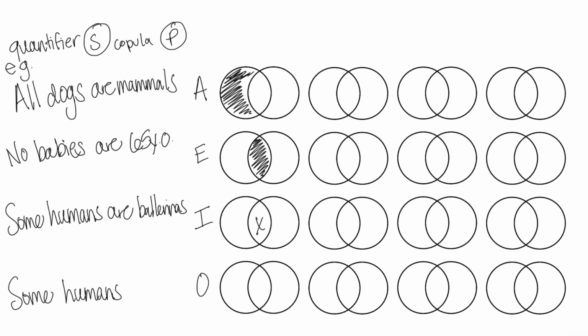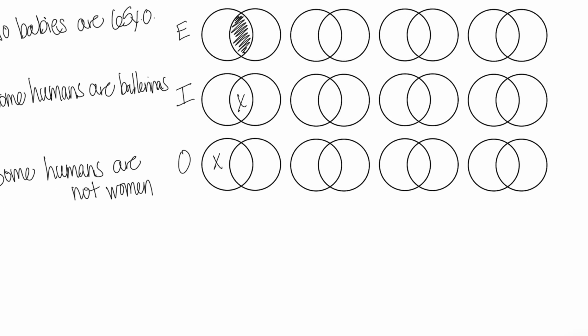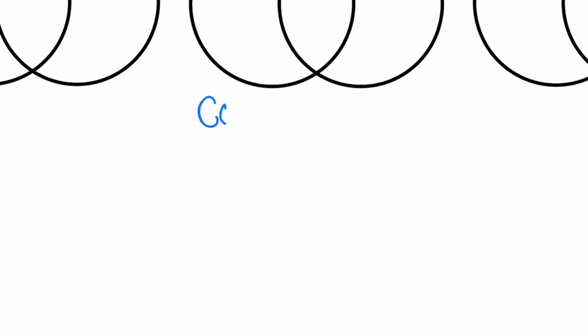So I've diagrammed out what each of these claims looks like on a Venn diagram. Assume the left-hand circle is the subject and the right-hand circle is the predicate, as is standard. That's what our A, E, I, and O claim look like. So first, let's look at what the diagrams would be if we do a conversion on each of these claims.